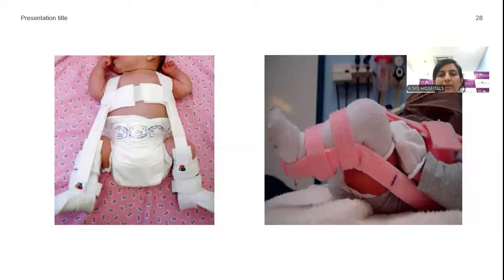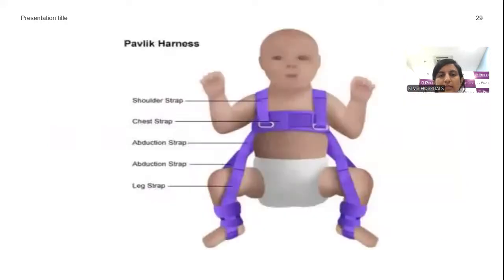Pavlik's harness is the most commonly used splintage in babies less than 6 months. It consists of a shoulder strap, which is used for adjusting the flexion of the hips, and abduction straps, which are used to facilitate the abduction. Excessive flexion should be avoided because it can lead to nerve palsies, and excessive abduction should also be avoided because it can lead to avascular necrosis of the femur.